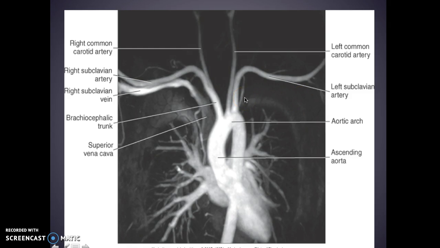So this is an MRI. This is actually an MRA. So here's your left ventricle right here. So you have your ascending aorta, your aortic arch, and your descending aorta.